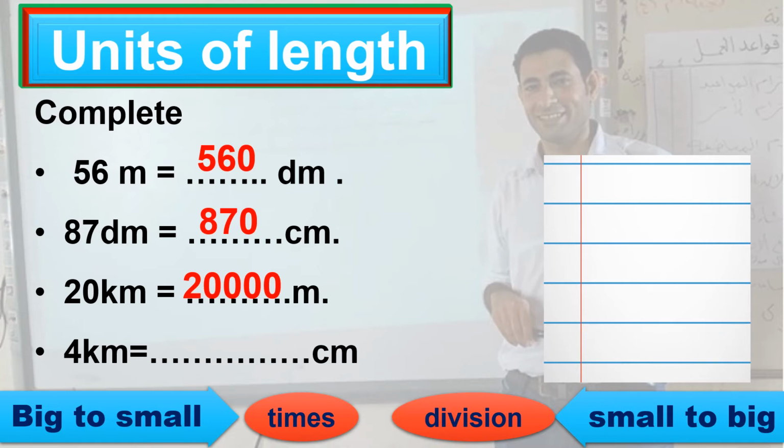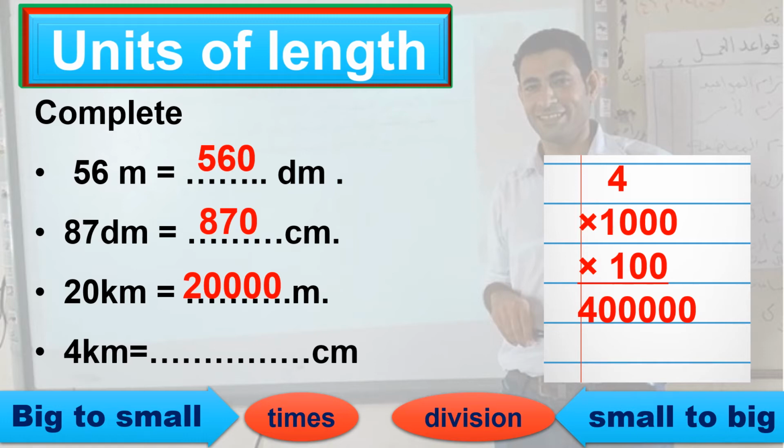Another one, 4 kilometer equals dots centimeter. In this case we will convert kilometer into centimeter. We will multiply 4 times 1000 to convert to meter and times 100 to convert to centimeter. The last result will be 400,000. Then 4 kilometer equals 400,000 centimeter, like this.